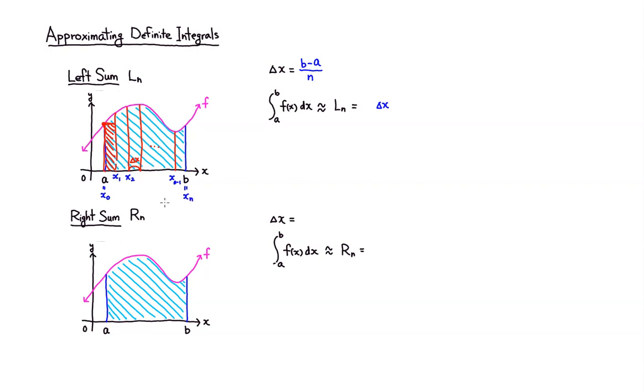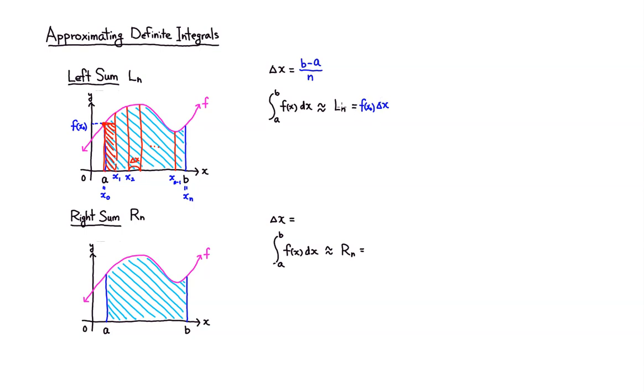So base times height. The height can be found by plugging x0 into the function, because here the value is f of x0. So base is delta x, height is f of x0.